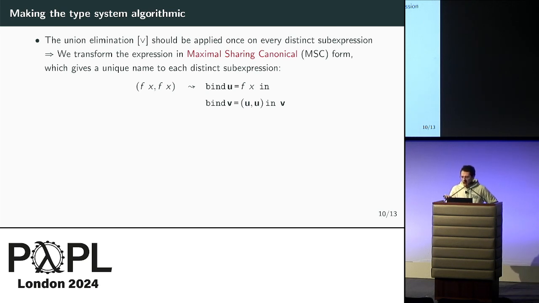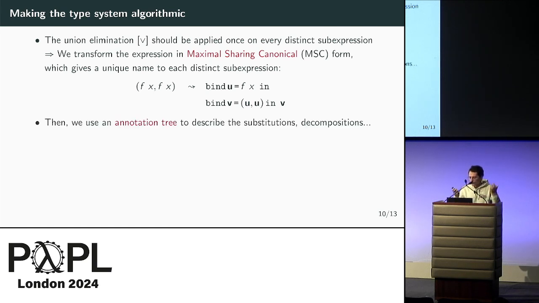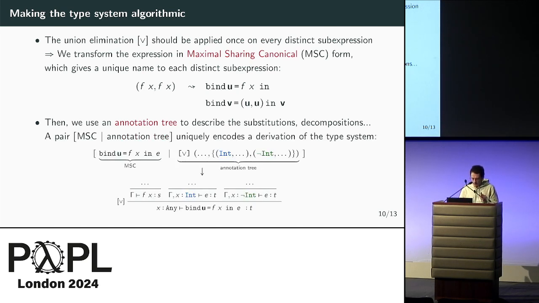Okay, but still we have to guess a type decomposition out of nowhere. And for lambda abstraction, we also have to guess the type of the parameter, etc. So in order to solve this issue, our algorithmic type system is going to take an additional input. So in addition to the maximal Schrödinger canonical form, it is going to take an annotation tree, and both together, these two elements will uniquely encode a derivation.